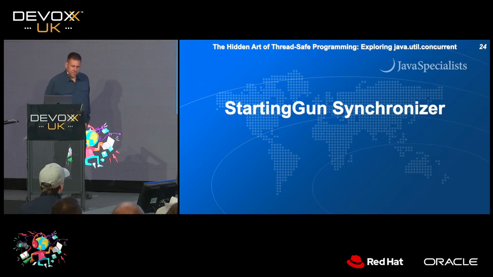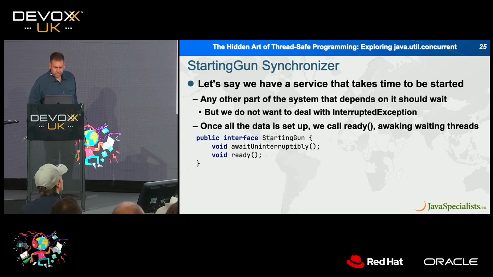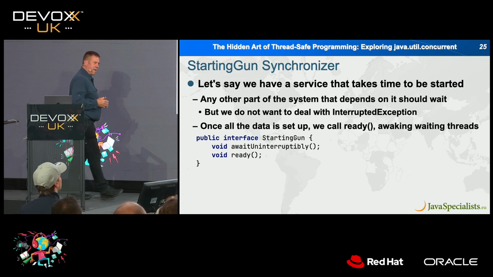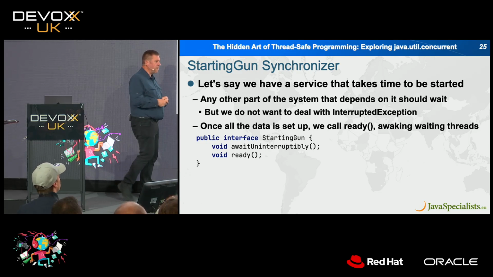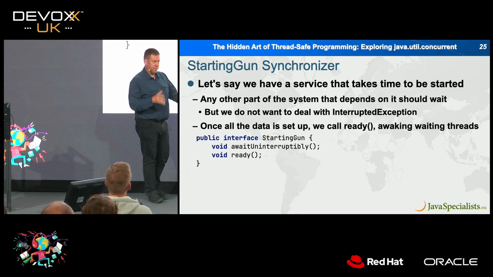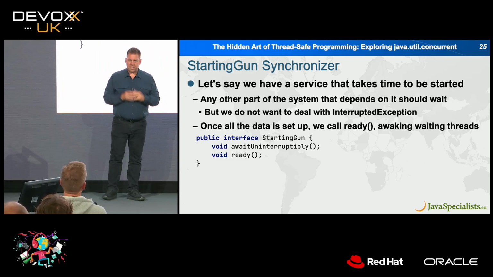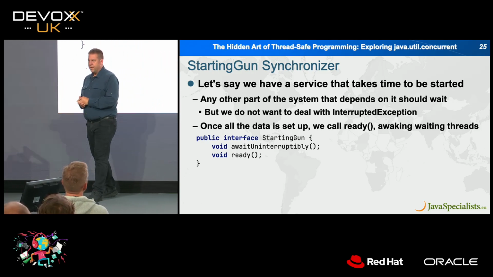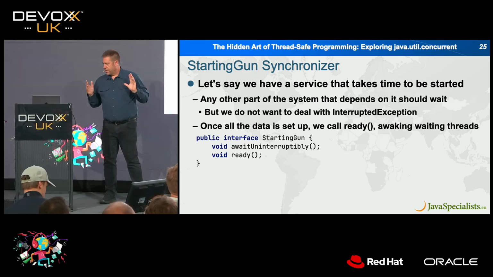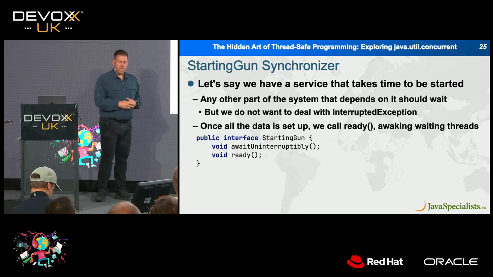All right, so the StartingGun synchronizer. Now, let's say I want to have a service that takes some time to start, and I've got other parts of my program that want this service to be started before they can run. So it's like a StartingGun. And so I want all the services to wait until the main service has started.